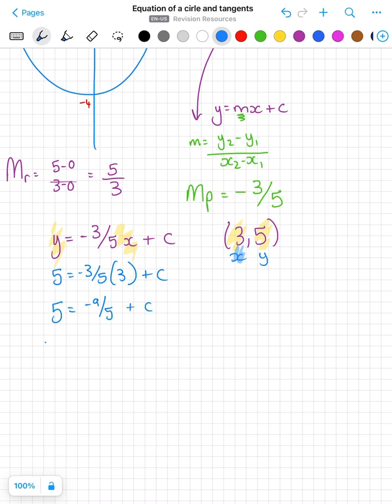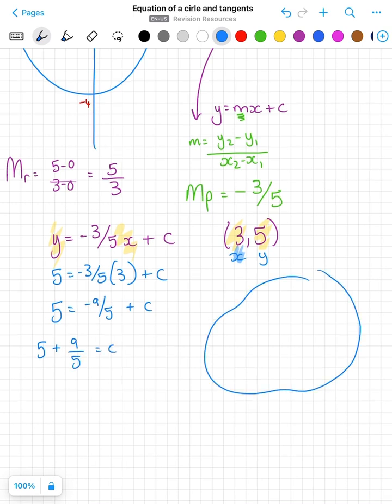So we're going to add that over to the other side. That's 5 plus 9 over 5 equals c. Recap your fractions. 5 over 1 plus 9 over 5. Same denominators, times that by 5. 25 over 5 plus 9 over 5. That's 34 over 5 is our value for c.